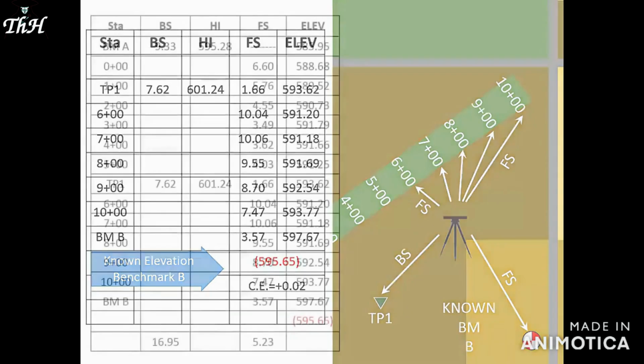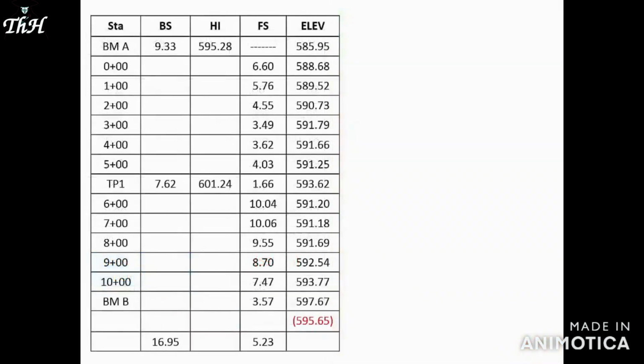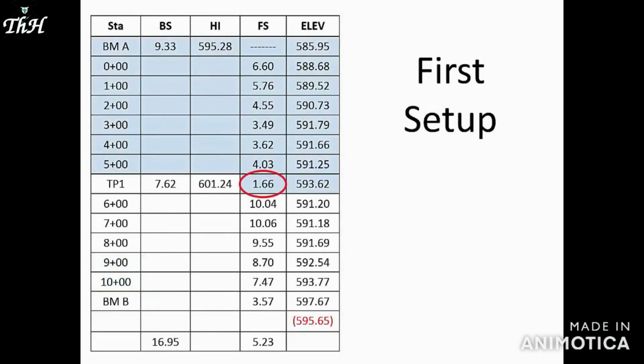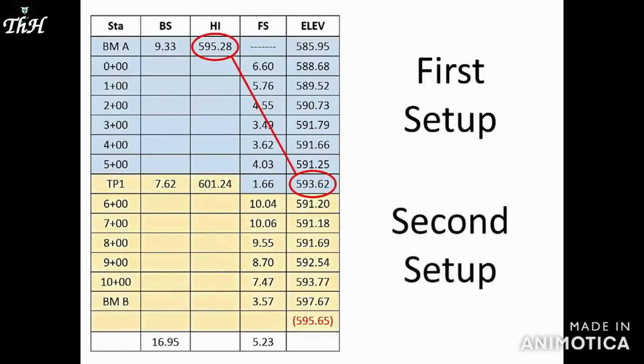This is a good time to illustrate an important note-keeping pattern. Notice that the foresight on turning point 1 was taken from the first setup. Therefore, the elevation of turning point 1 is computed from the first HI. The row for turning point 1 also contains the backsight and HI for the second setup. And the elevation of the closing foresight is computed from the final HI in the circuit.